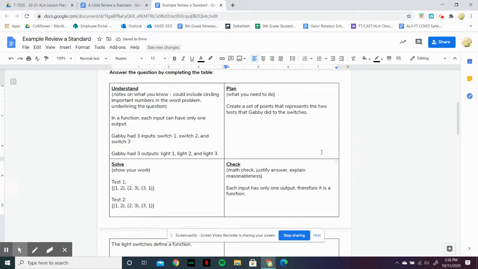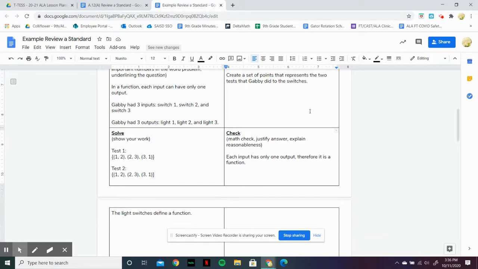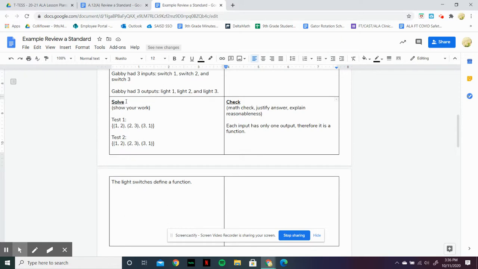And that is how you complete the word problem solving table, which you see here. Again, in the understand box, you're adding things that you know from the problem that can help you. In the plan box, you're deciding what it is you need to do to solve the problem. And then you show whatever work is necessary when you solve the problem. And lastly, you either double check your work or you explain why your answer is reasonable.